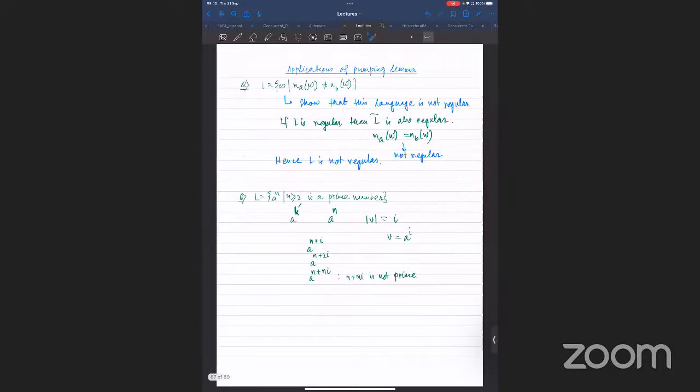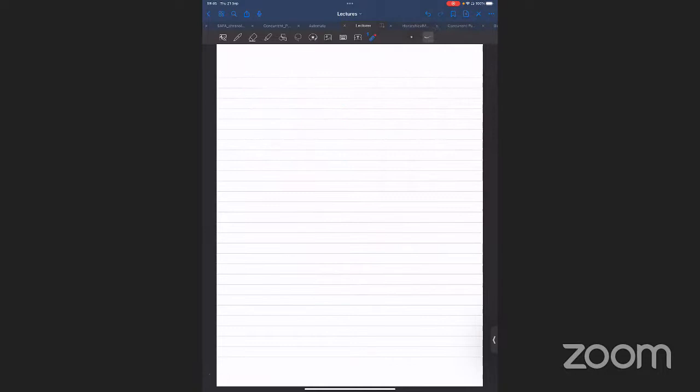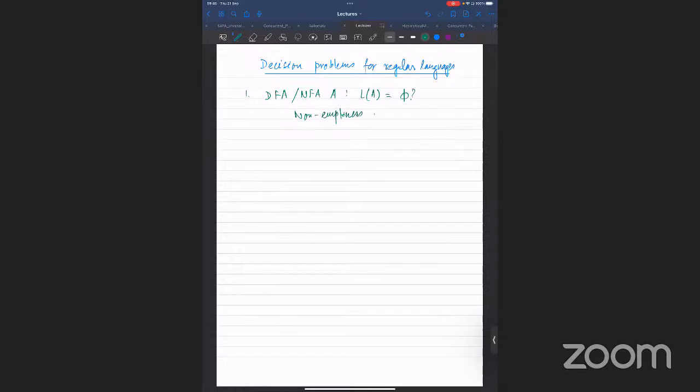So today we are going to start with yet another topic, but maybe before we get into that, let's quickly look at some decision problems for regular languages. So for example, suppose you are given a DFA or an NFA A, how do you check if L(A) is empty or not? Clear the question? So we are talking about the non-emptiness or the emptiness problem, whether it is empty or non-empty. How do you check this?